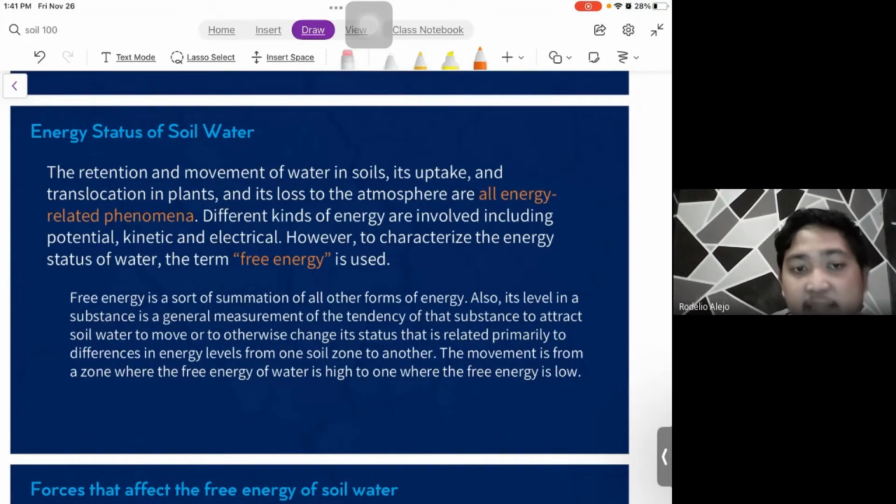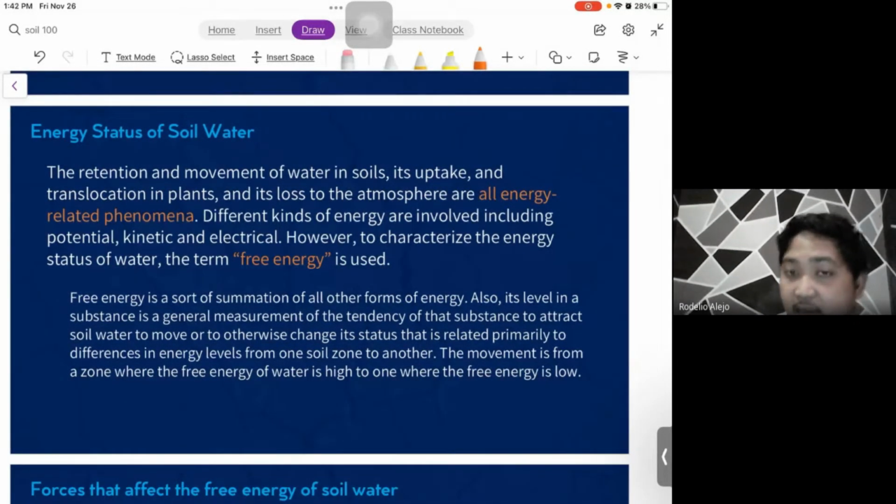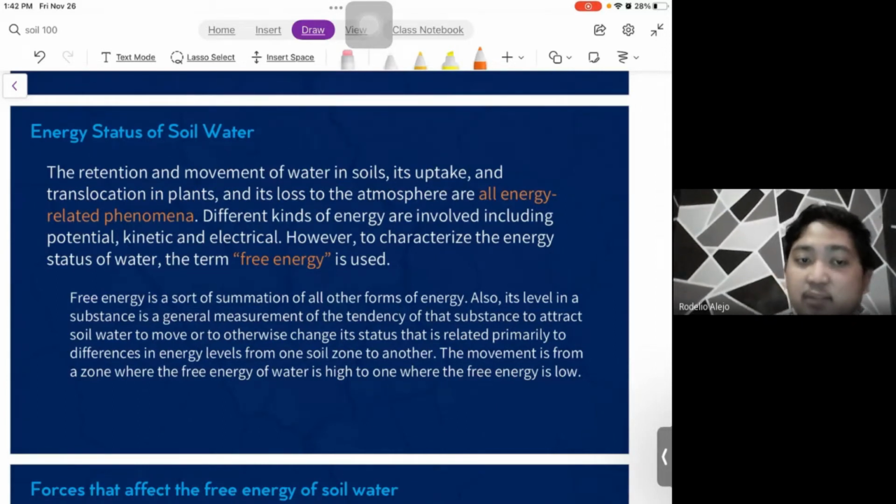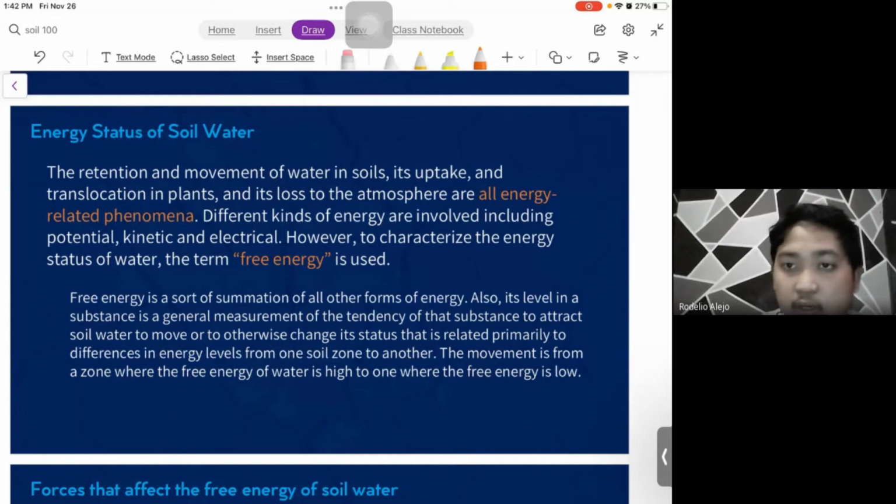Different kinds of energy are involved, including potential energy, kinetic energy, and electrical energy. However, to characterize the energy status of water, the term free energy is used. In soil water, we use the term free energy when discussing the availability of water or the tenacity of the water in the soil. Free energy is a sort of summation of all other forms of energy.